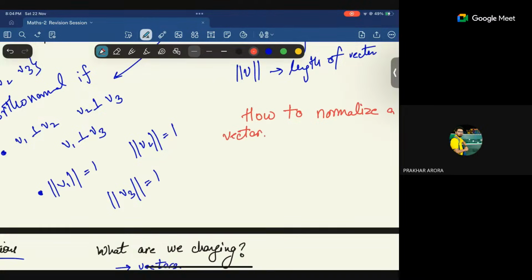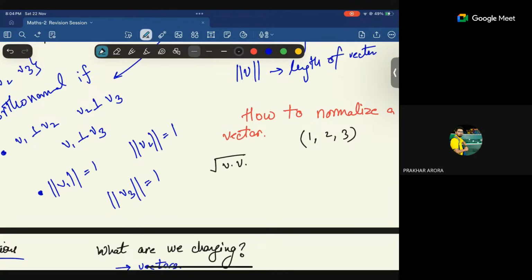Okay, they will give you a vector, 1 2 3. What is the length of this vector? It is the square root of the dot product.